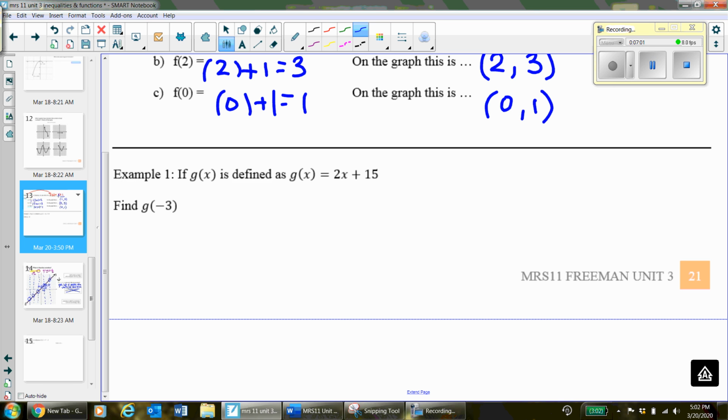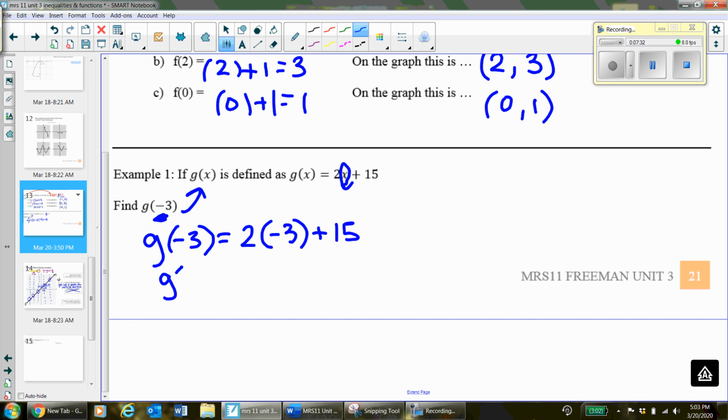If g of x is defined as g of x equals 2x plus 15, then find g of negative 3. So notice that these two things are similar, except instead of x, they replaced it with an input of negative 3. So that means I'm going to take this negative 3 and plug it in where I have an x. So my equation will look like this. g of negative 3 is equal to 2 times negative 3 plus 15. So g of negative 3 is equal to negative 6 plus 15.